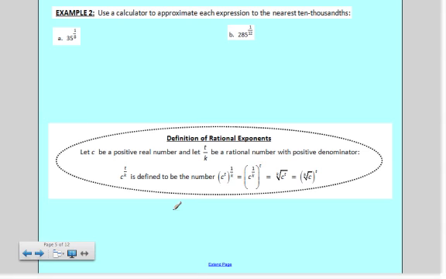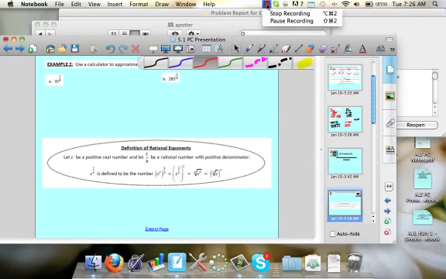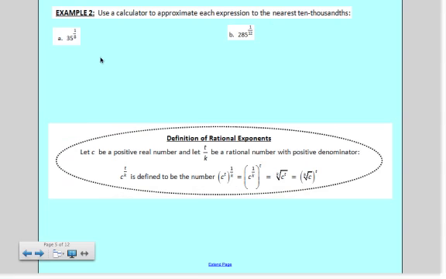Okay, calculator. Now we're going to start with the calculator problems. We're going to use a calculator to approximate each expression to the nearest ten-thousandth. Now remember, ten-thousandths is 4 places past the decimal, not 3 places past the decimal. So we're asking you to give us 4 decimal places.